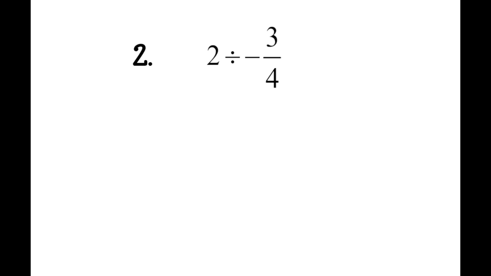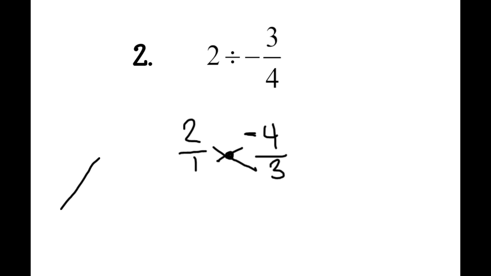Number 2, I have 2 divided by -3/4, so I make 2 a fraction, 2 over 1, and then I flip -3/4. Now this is where people get confused. I just always leave the negative as the numerator. It doesn't matter which number's there, it's still negative, and that's what matters. So I would have -4/3 because I have to flip, and then I change my division symbol to multiplication. I look, can I cross reduce? I cannot.